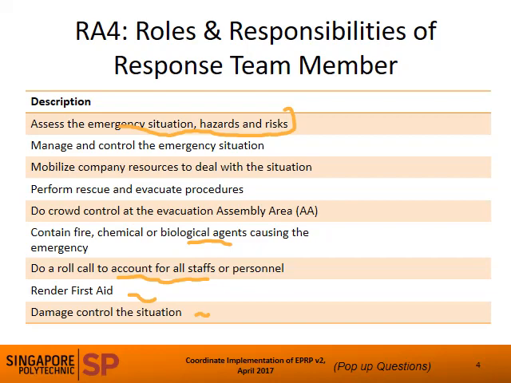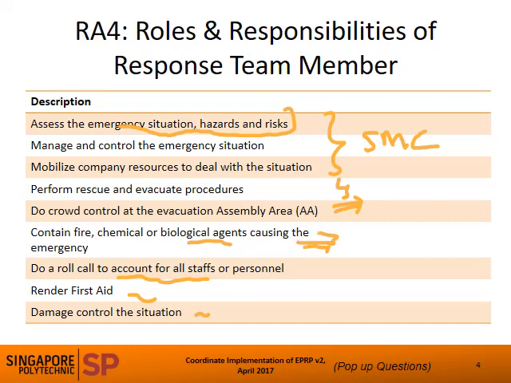But does it mean that everyone has to carry these? No. Basically, for these three, I think SMC, it should be the role and responsibility of the FNC. So this might be the role and responsibility of rescue team members. Do crowd control at the evacuation area, okay, not evacuation area, sorry, the assembly area, sometimes may be done by the security guard. Okay, so this will be done by who?